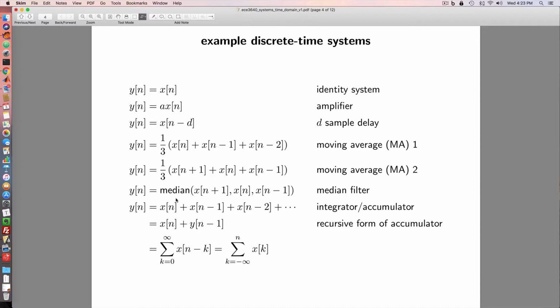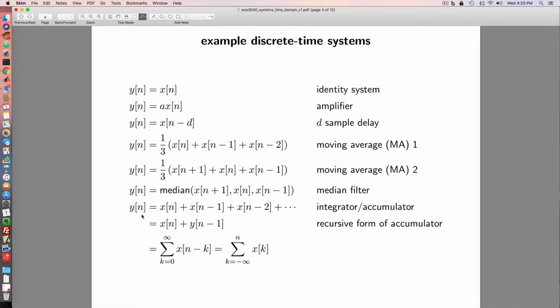The next example system is called a median filter because it takes the present sample, a future sample, a past sample, and then returns the median of those three. And if you're not familiar with the median, the way you calculate the median is you sort these from smallest to largest, and then you select the middle one. That's called the median, and you return it to the output.